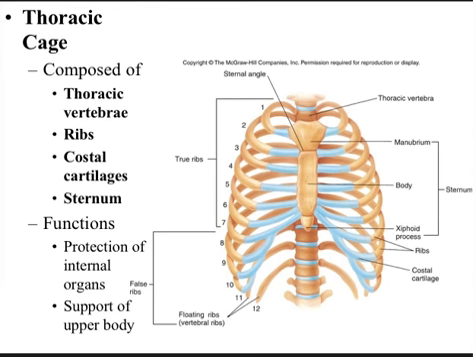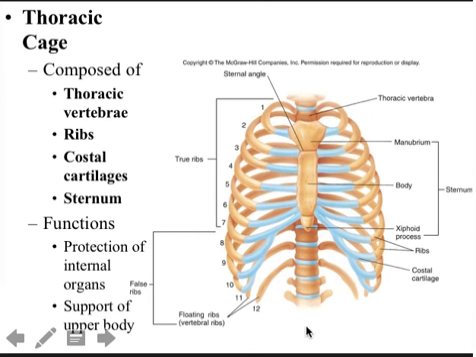The true ribs have direct attachments via cartilage to some portion of the sternum. There are 7 of those, and you can see them numbered here, 1 through 7. Below them are the false ribs, numbered 8 through 10. They're called false ribs because they connect to cartilage, which in turn connects to cartilage, which connects to the sternum.